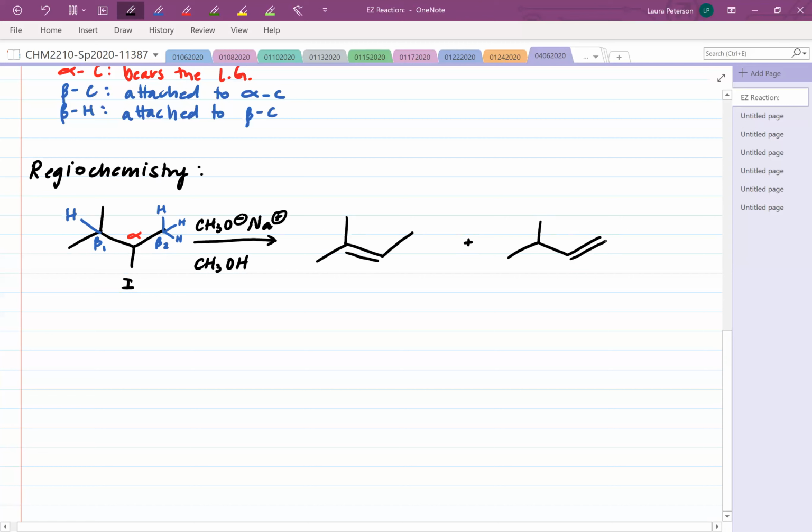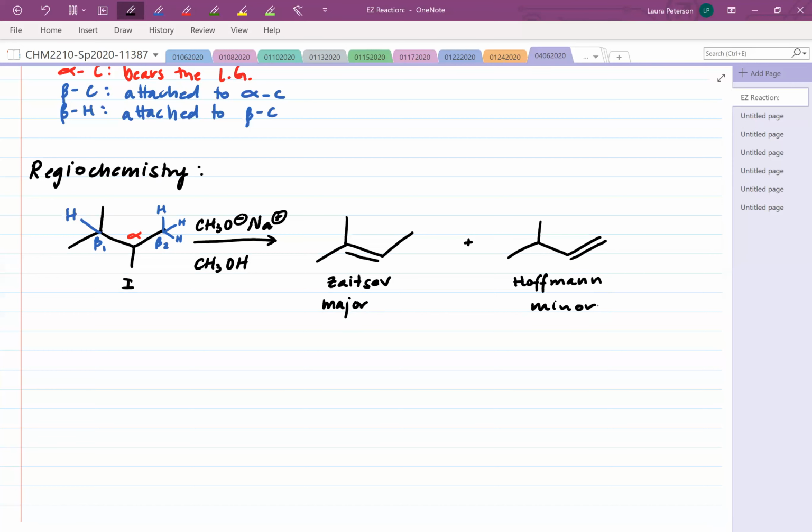We learned the terminology for these products. The more substituted alkene is called the Zaitsev product. It's the more stable alkene. The less substituted alkene is called the Hofmann product. When we use methoxide as a base, we arrive at the Zaitsev product as the major product and the Hofmann product as the minor product. That is basically what we saw for the E1 elimination. One thing I will note as we're looking at this is that between SN2 and E2, there will typically be a clear winner.